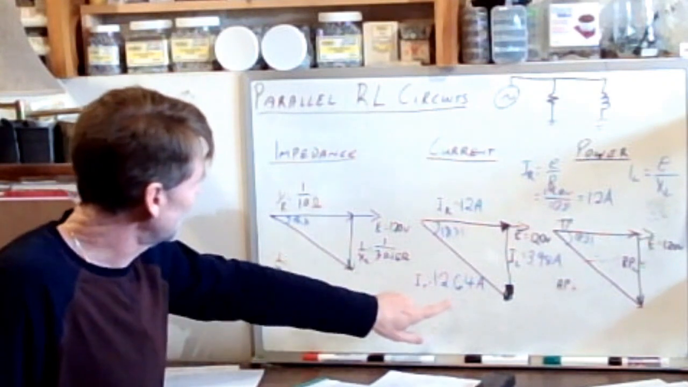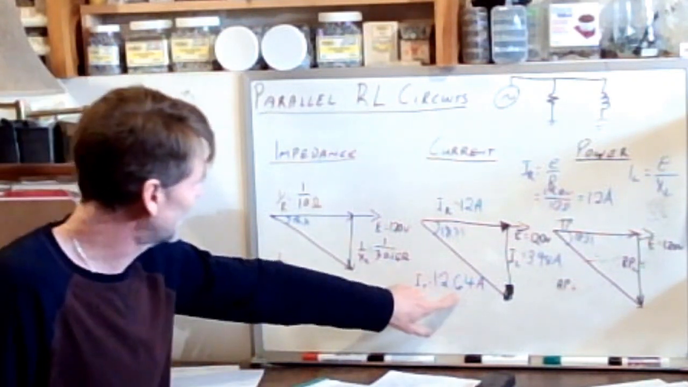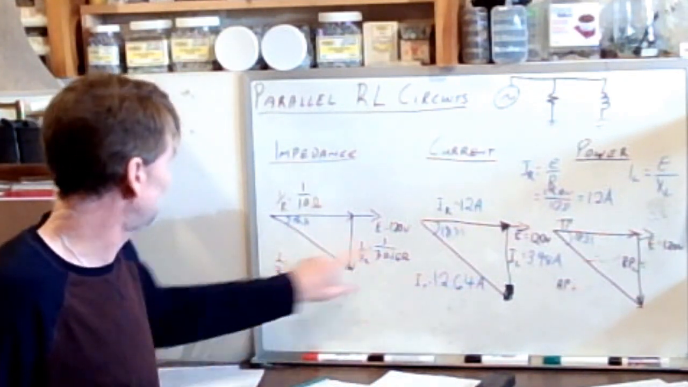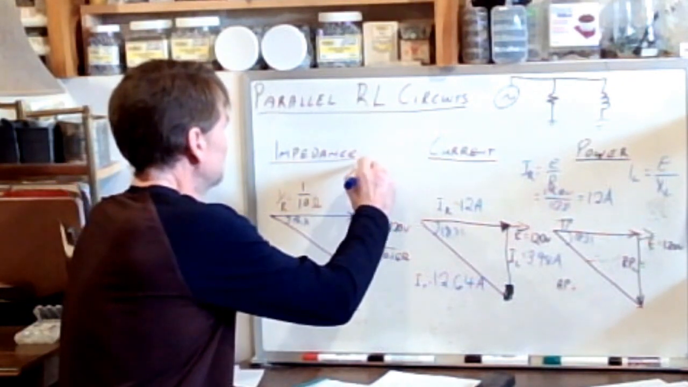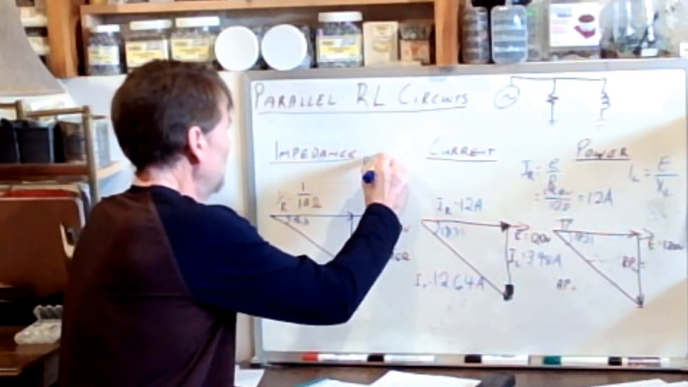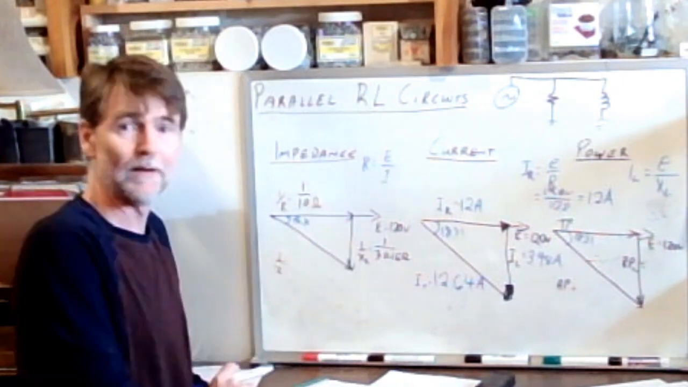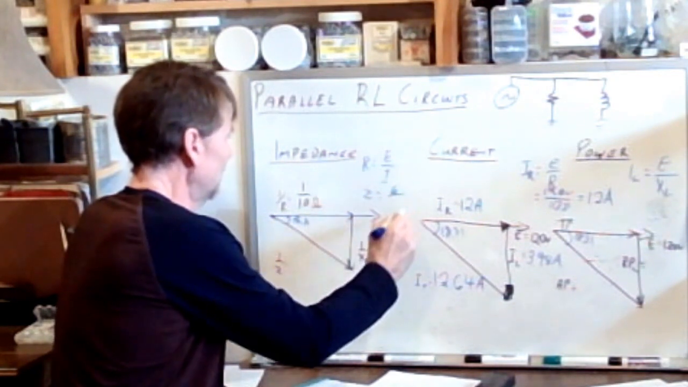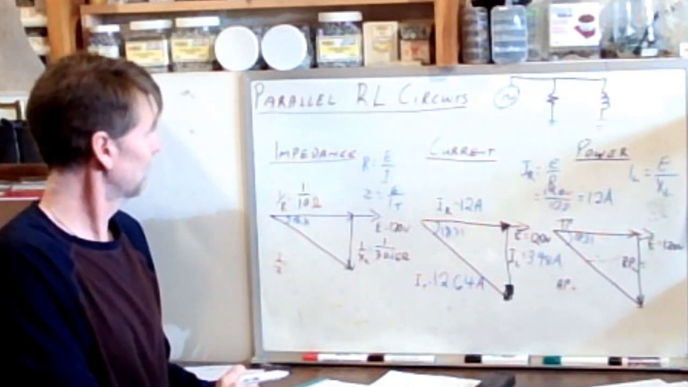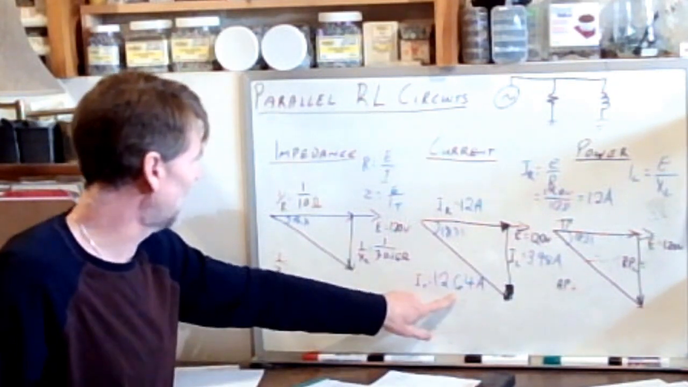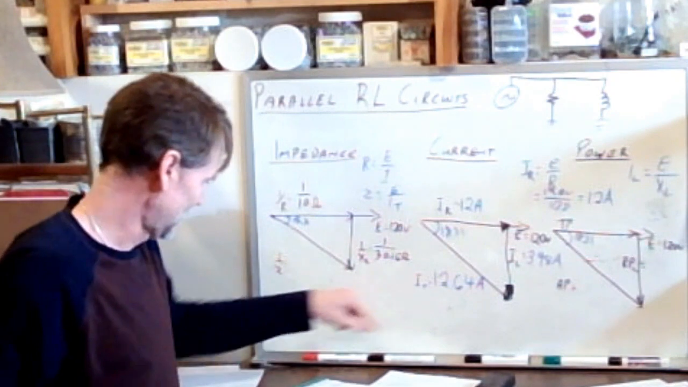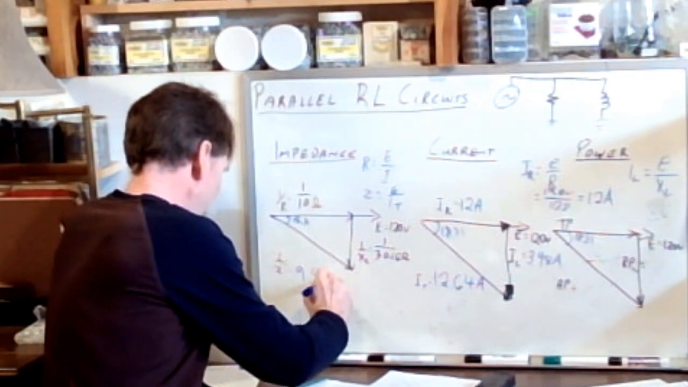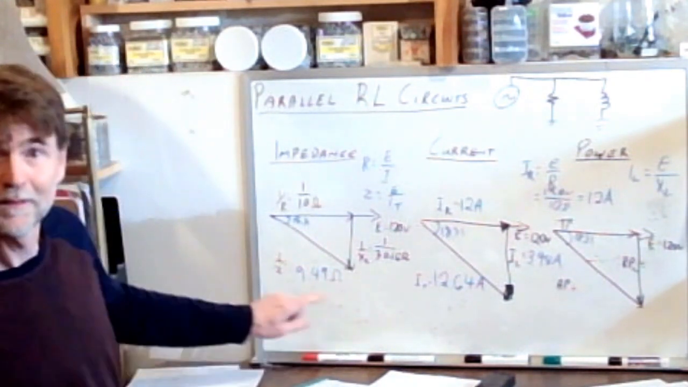Now, let's go back and finish our impedance triangle, because we now know our current on our hypotenuse. So, how do we calculate impedance when we have current and voltage? Well, that's back to the old equation, R equals E over I. Let's get the right variables in there. We're actually calculating for Z equals E over IT. So 120 volts divided by 12.64 amps equals 9.49 ohms.